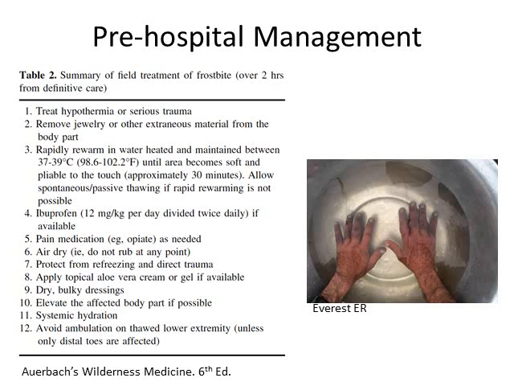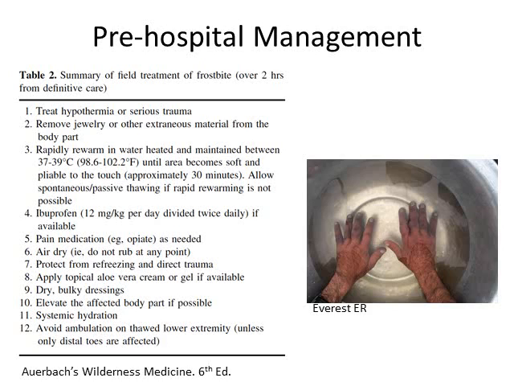Rapid rewarming is achieved in water heated and maintained between 37 to 39 degrees Celsius until that tissue becomes soft and pliable. So in general, it takes about 30 minutes. You can allow spontaneous or passive thawing if rapid rewarming is not possible.